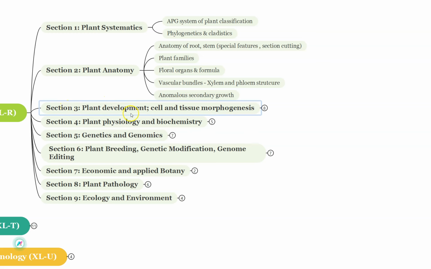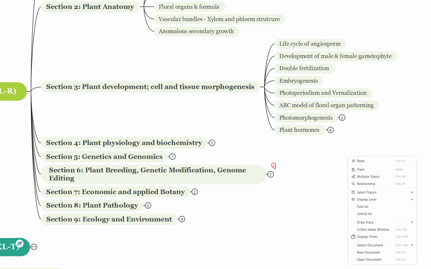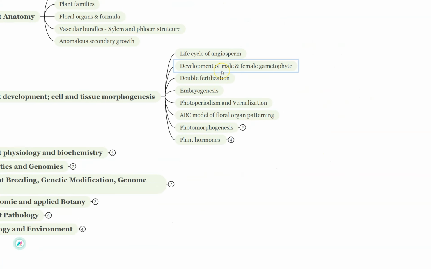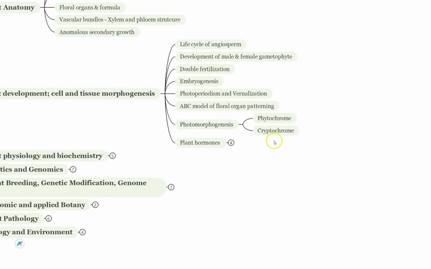From the third section, plant development and cell and tissue morphogenesis. The life cycle of angiosperm is important, like from the start to seed. Also the development of male and female gametophyte, embryogenesis, double fertilization, photoperiodism and vernalization, the ABC model of floral organ patterning. You have to study the different effects of mutations and also diagram based questions. Then from photomorphogenesis, phytochrome, the red or far red light, what is the impact on flowering, germination. You can expect some graph based questions also, concept and analysis.